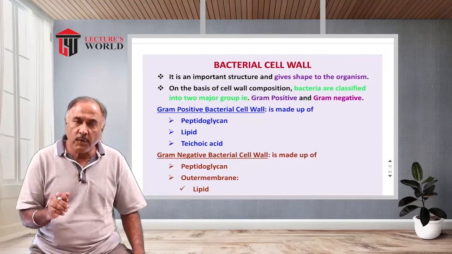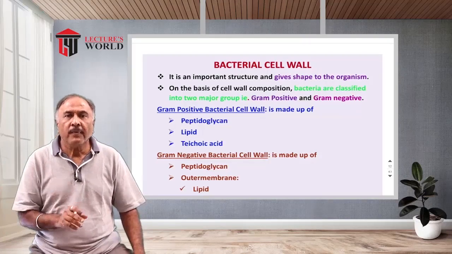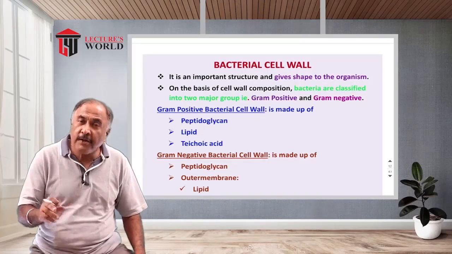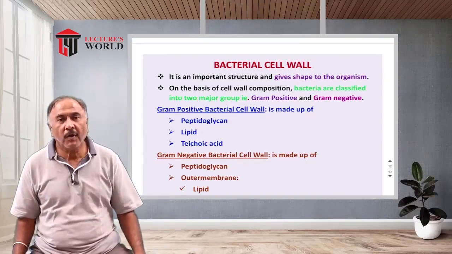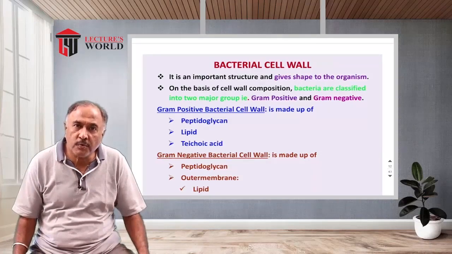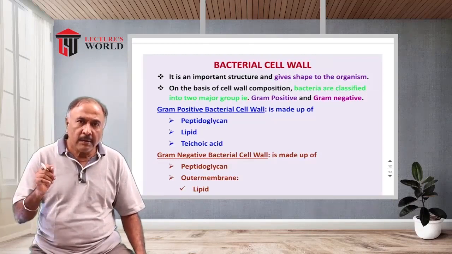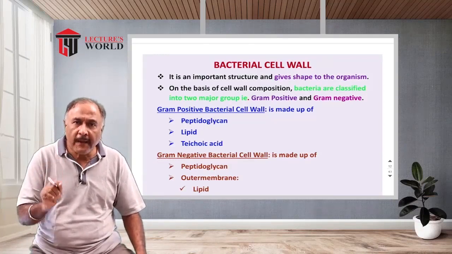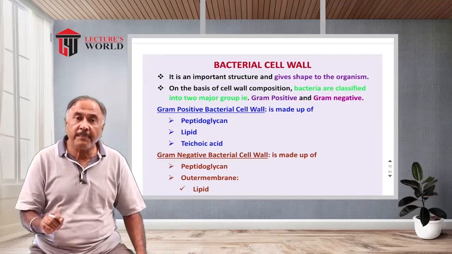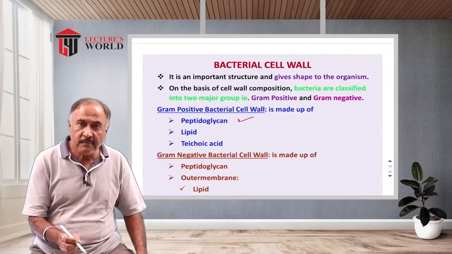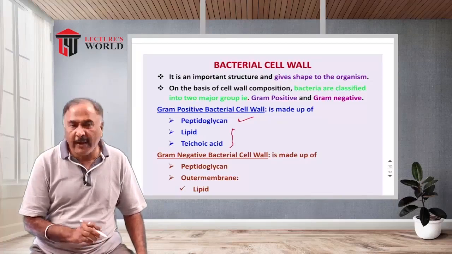Now, as I have told you, depending upon the physico-chemical nature of the cell wall, cells are divided into two categories, gram-positive and gram-negative. What is the difference between the chemical nature of the two different types of cell wall? We can say that gram-positive bacteria have a cell wall made up of peptidoglycan as a major constituent and a certain amount of lipid and teichoic acid.